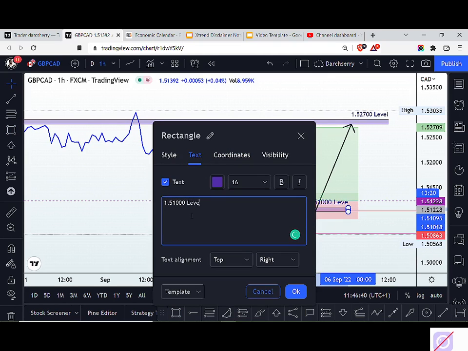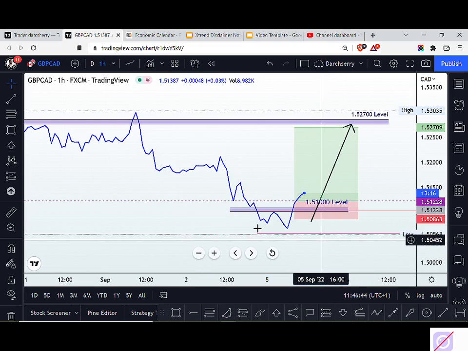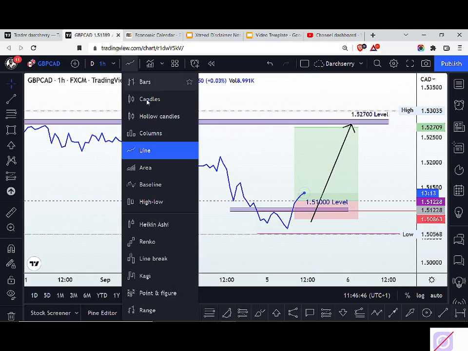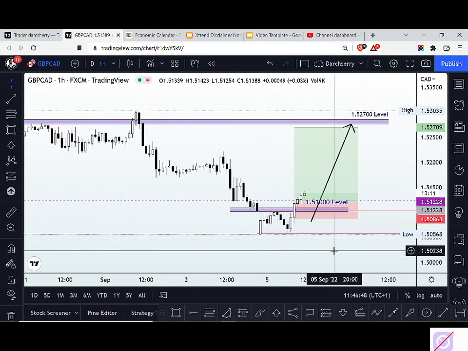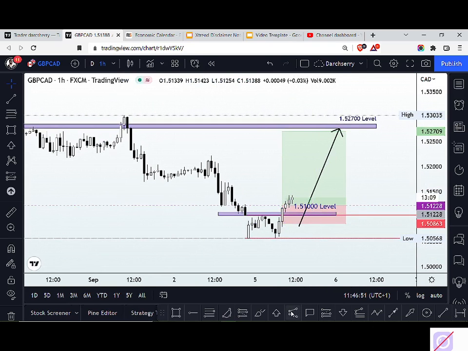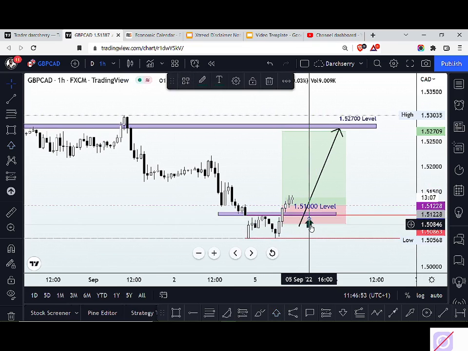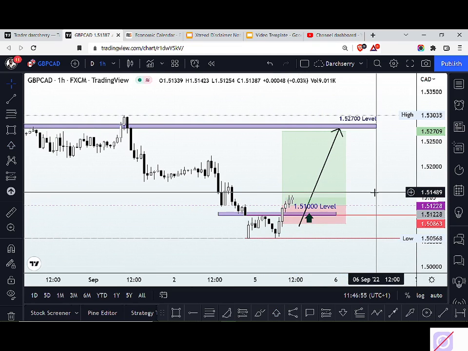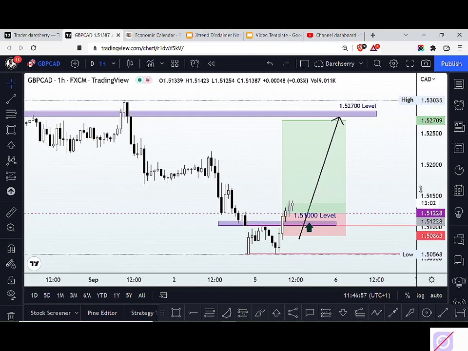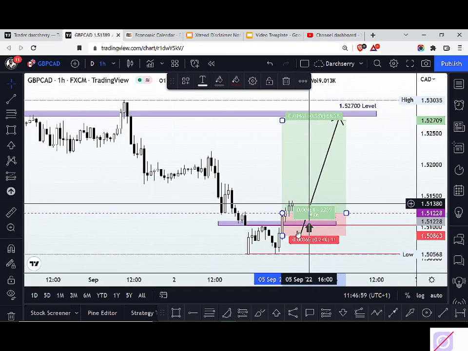So we have the 1.5100 level, which is our neckline going forward, and also is going to be our yardstick for the week. So we want to continue to see price oscillate right above this level to be comfortable in a bullish position on the GBP CAD.